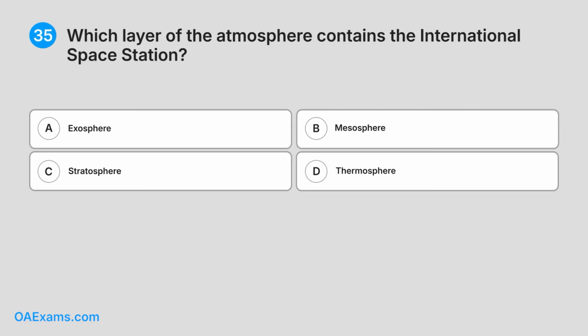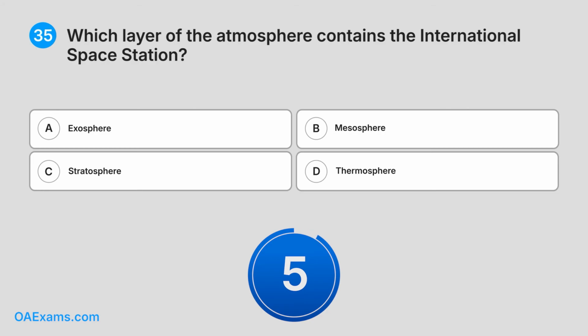35. Which layer of the atmosphere contains the International Space Station? A. Exosphere. B. Mesosphere. C. Stratosphere. D. Thermosphere. What do you think is the answer?